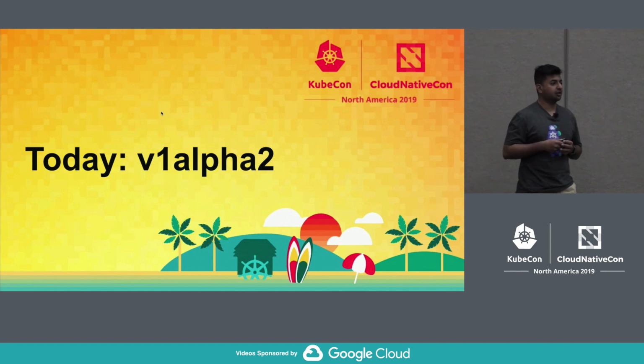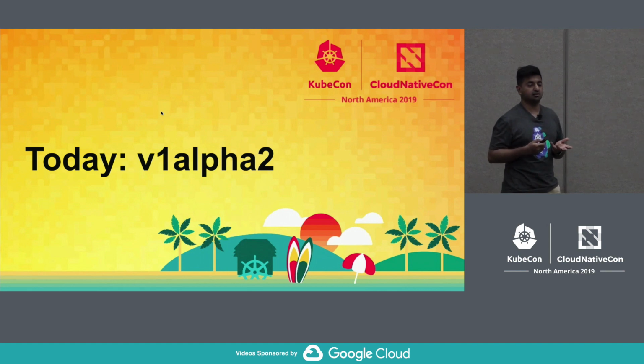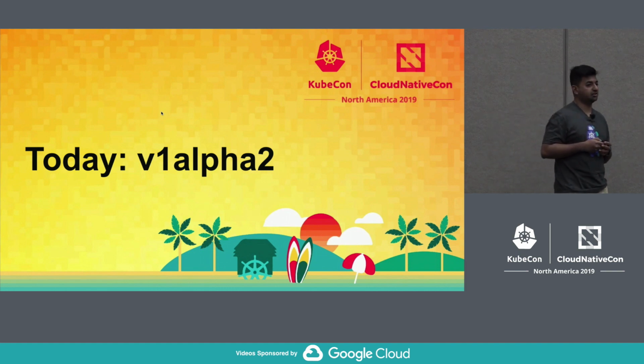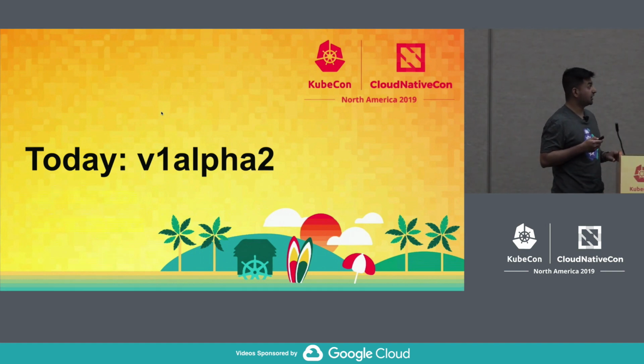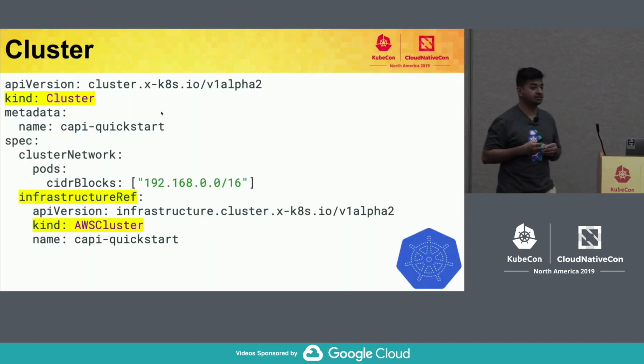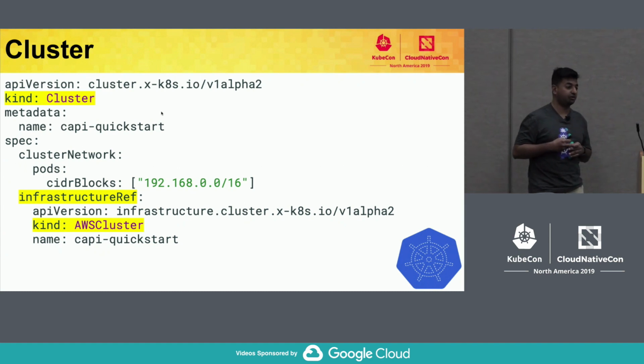Then we have something called a target cluster, which is the Kubernetes cluster whose lifecycle we want Cluster API to manage. When you're looking at some of the documentation, this may also be referred to as workload clusters. So with those definitions in mind, let's take a look at the CRDs that make Cluster API happen.